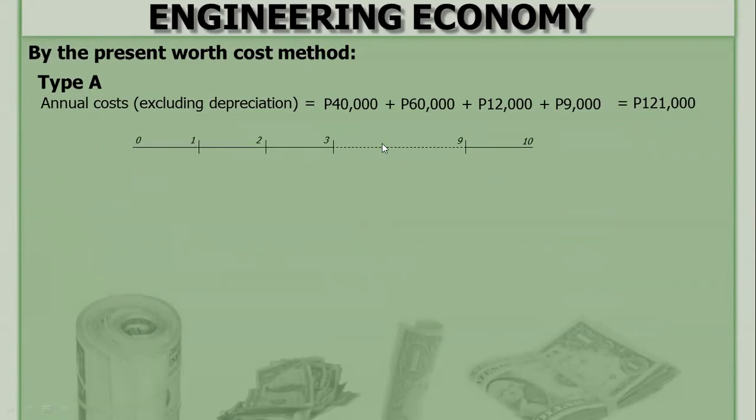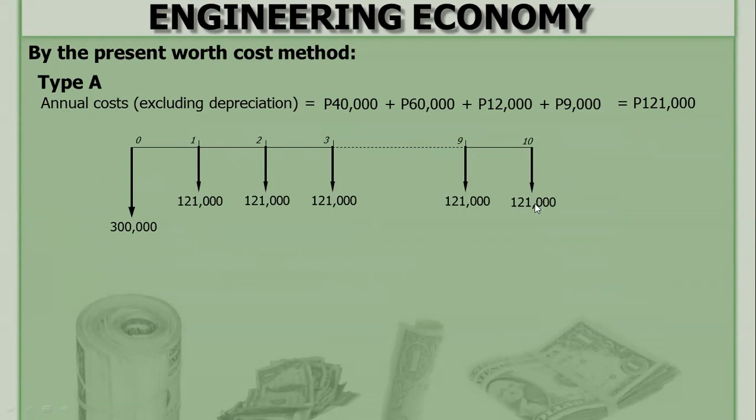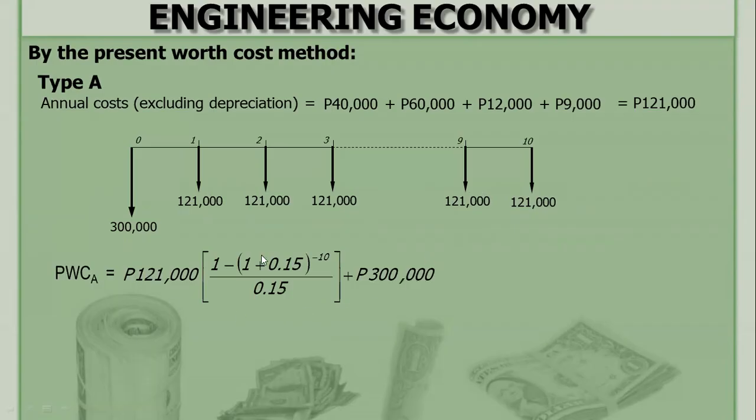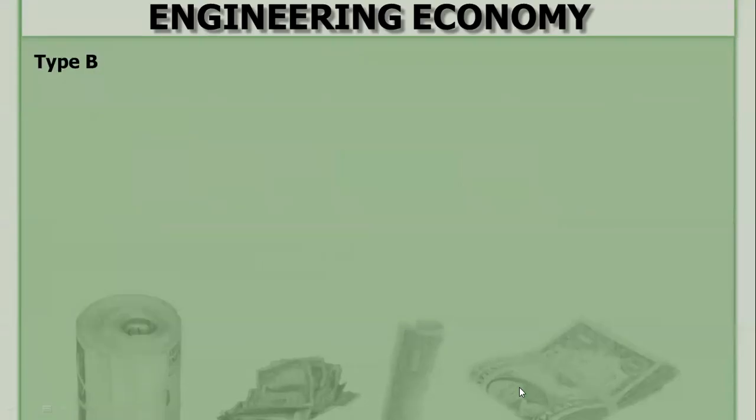And make a cash flow diagram for 10 years. The initial cost is 300,000, with the annual cost. And you get the present worth of all the costs. So the 300,000 as is, plus the present worth of this annuity, and you have 907,271. That is the present worth cost of type A.